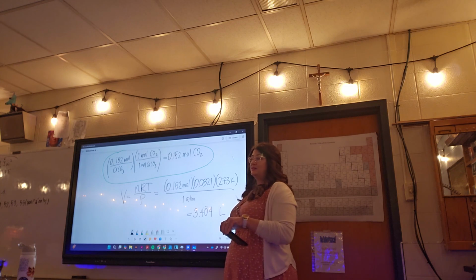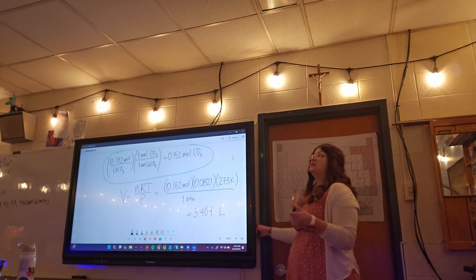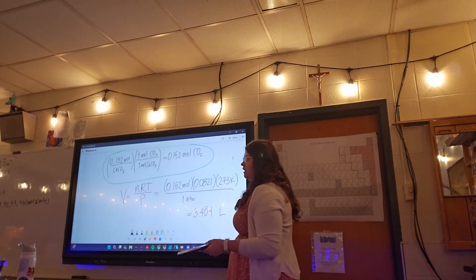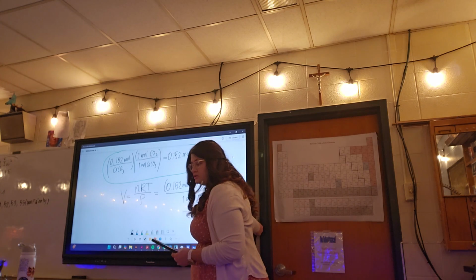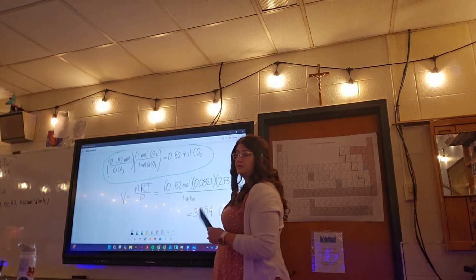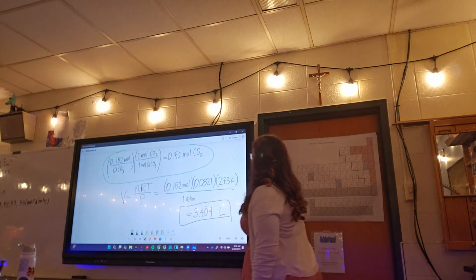It's liters because anytime you calculate a volume from the ideal gas law, it has to be in liters. So if you did not write a little note to yourself on your tan sheet, consider doing that. Your unit for volume is always liters. So this is your answer.